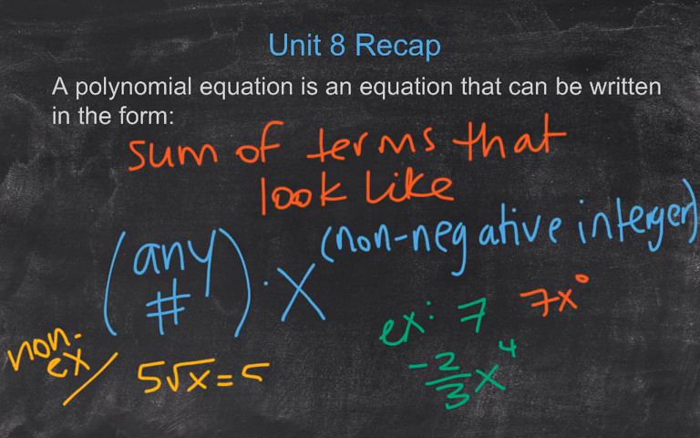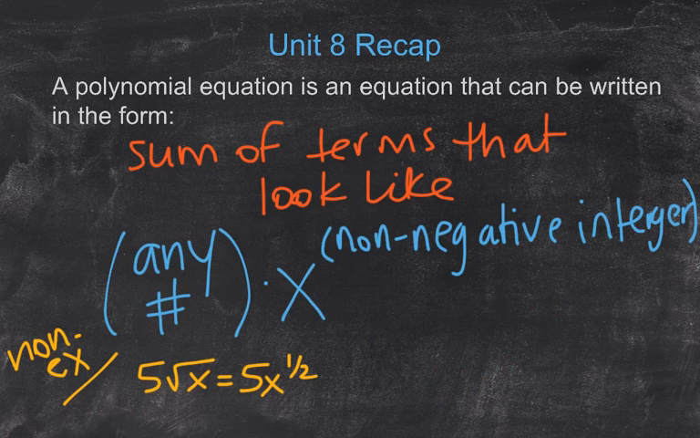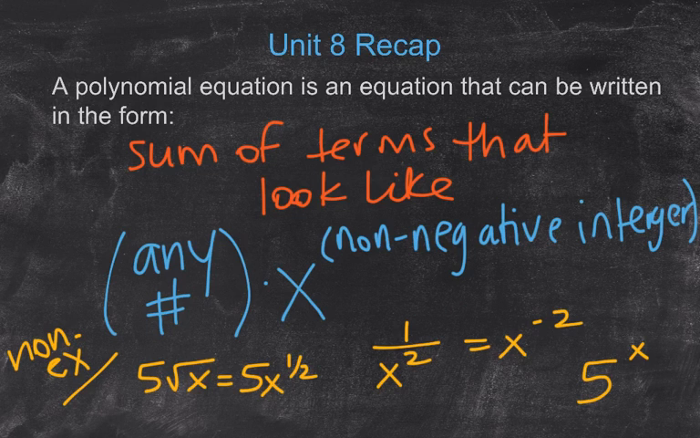Something that's not a polynomial, so a non-example, would be 5 times the square root of x, because this is really 5 times x to the power of 1/2. Another non-example would be 1 divided by x squared, because this is really x to the power of -2. So if you're seeing x under a square, cube root, etc., that's no good. If you're seeing x in the denominator, that's no good. One last one that I see sometimes is x in the exponent itself. So that's actually exponential rather than a polynomial.